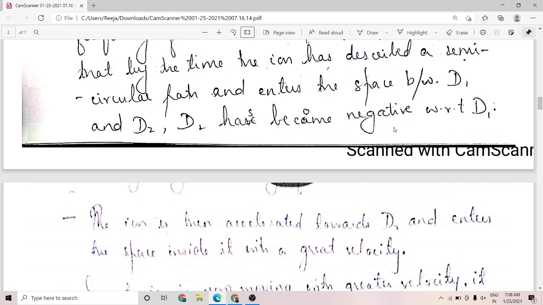R is equal to mv by Be, and then we calculated the angular frequency, angular velocity, and the time taken by the ion to travel the semicircular path.